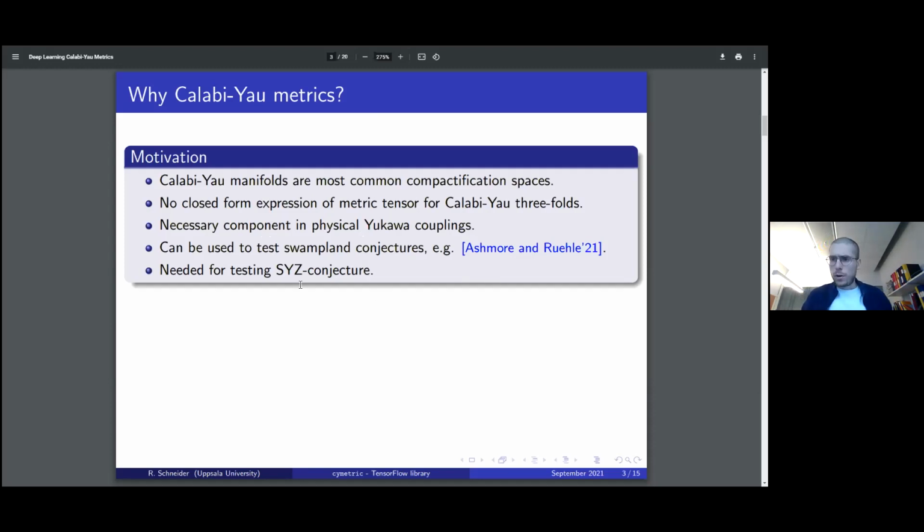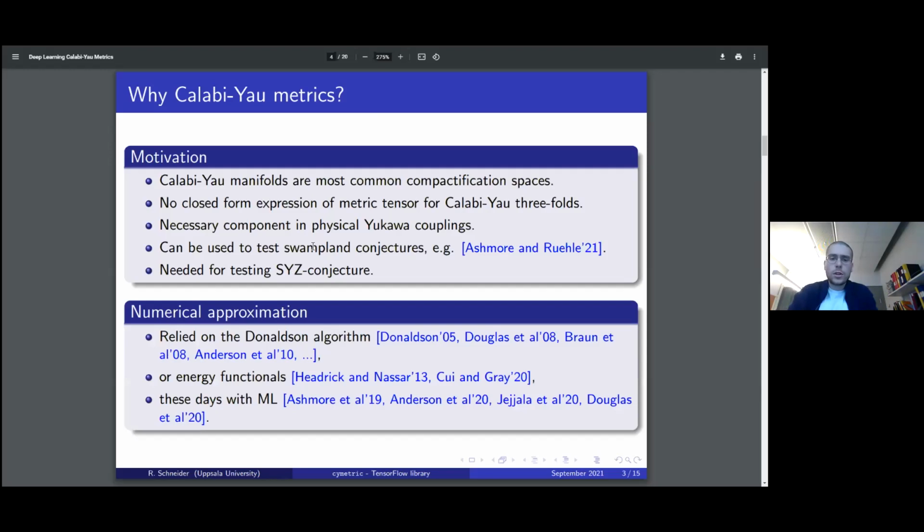And finally, for the more mathematically inclined people here, the metric tensor is also interesting because with it we can test, for example, the SYZ conjecture. Okay. Now that I've motivated this, we'll have to talk a little bit about how we can find this metric tensor, because there are no analytic expressions for it.